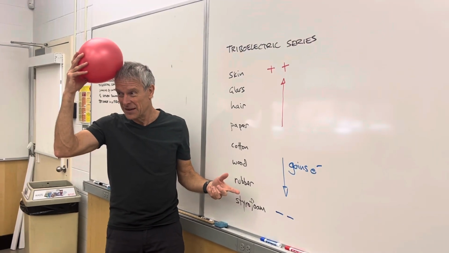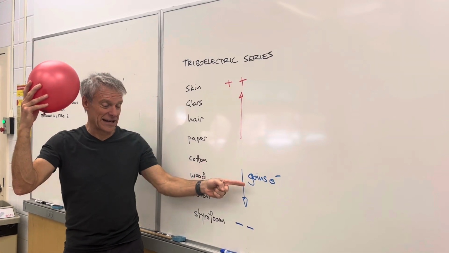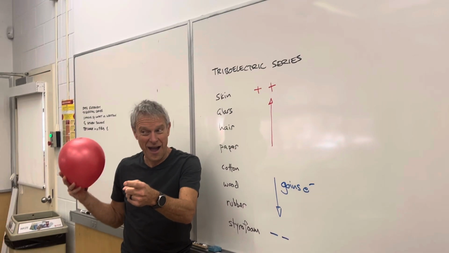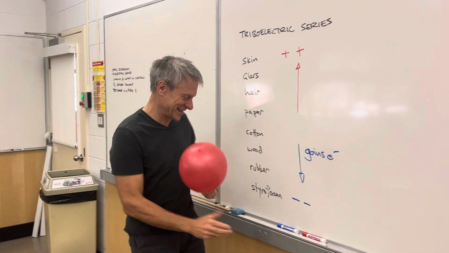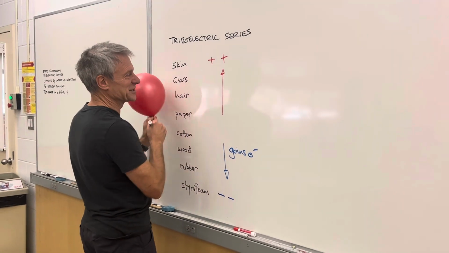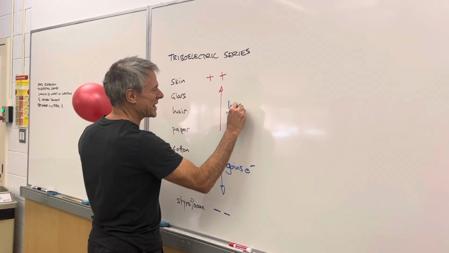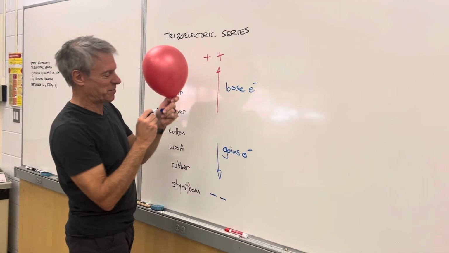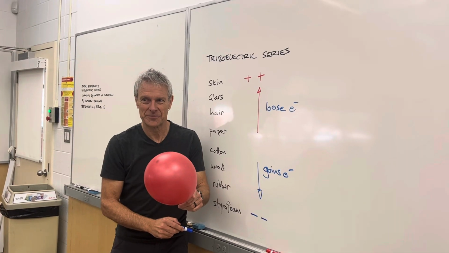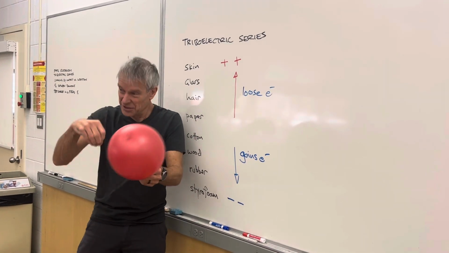Sound good? So these materials gain electrons. These materials become positive because they lose electrons. Very good, exactly, right? No, you don't gain positive charge, you lose electrons to become positive. Why can we not transfer positive charge? Can't, because the nucleus is gone. Yeah, positive protons are in the nucleus.